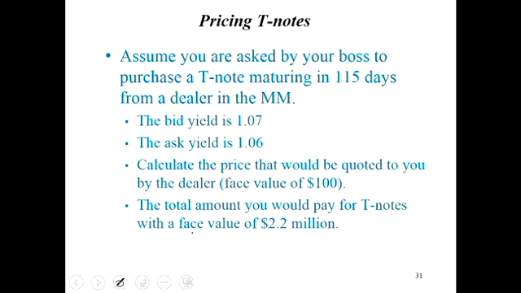Price is 100 over 1 plus 0.0106 times 115 over 365. And so you're going to pay 99.6671 per $100 of face value. Okay? Any question on that before we work out how much it's going to cost for the 2.2 million?